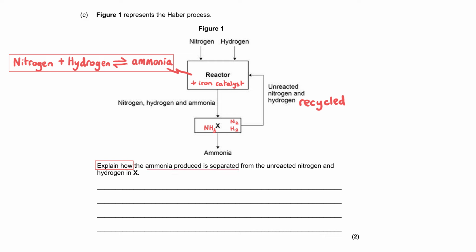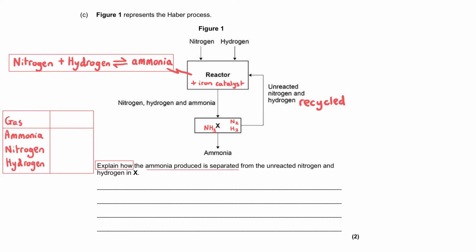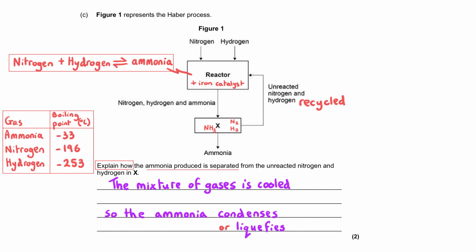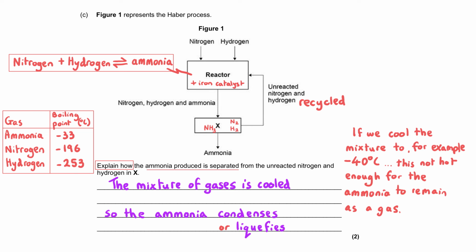Explain how the ammonia produced is separated from the unreacted nitrogen and hydrogen in X. The process occurring in X works because we've got 3 gases that have all got different boiling points. And when we cool these gases down, the one that has the highest boiling point is the one that is going to condense. And ammonia has the highest boiling point out of all 3 of these gases. And so when we drop the temperature down from around 450 degrees C that it was in the reactor, we keep lowering it and lowering it and lowering it.